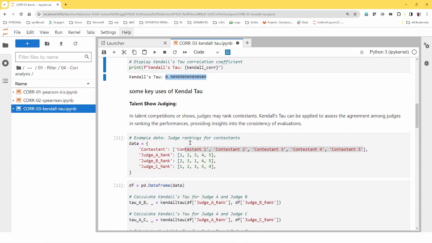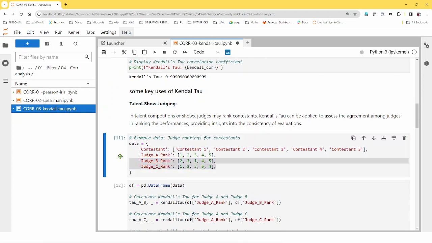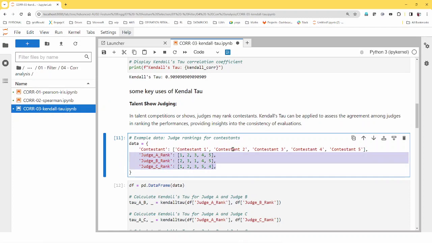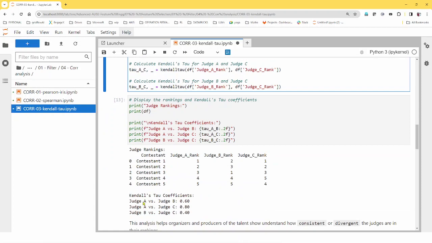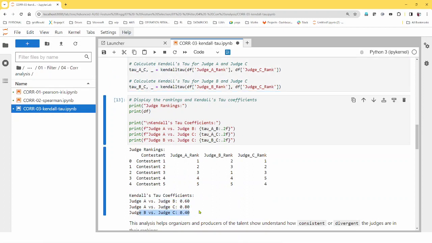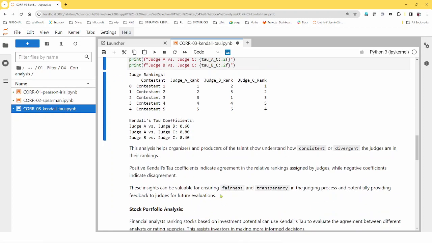0.9. Some other use cases of Kendall tau, let's say the talent show judging, and let's say you have few participants and there are 4 or 5 judges, and these judges are going to rank those contestants, and you can compute the Kendall tau between a pair of judges, A and B, A and C, B and C, and then you can see which pair of judges align with each other, which ones don't. In this case, all of them align or agree, although not very strongly. A and C is pretty strong, but the A and B and C are not so strong. This is the use of Kendall tau.